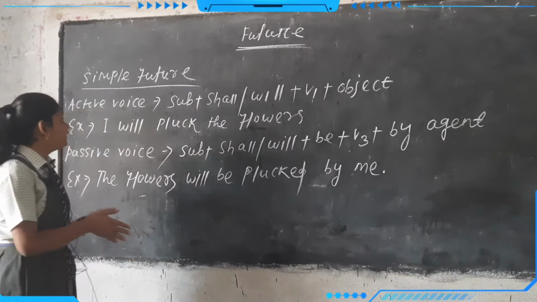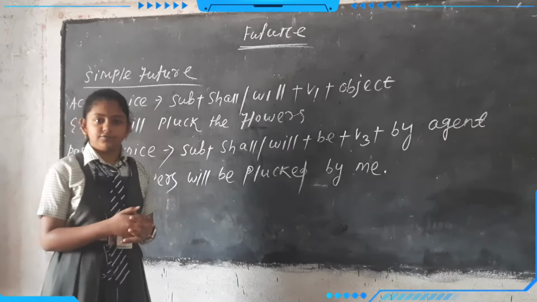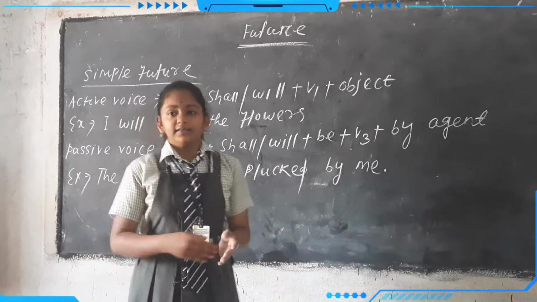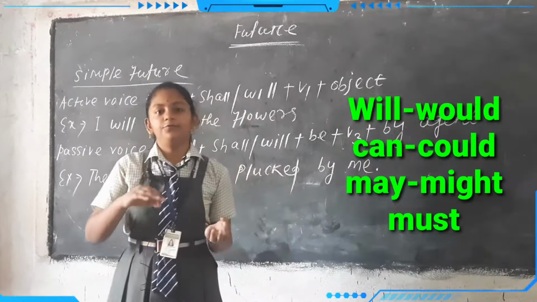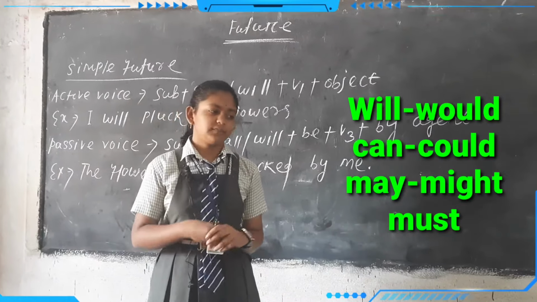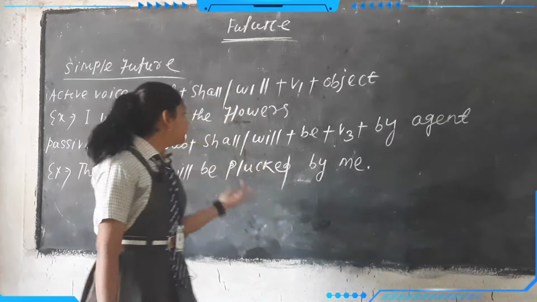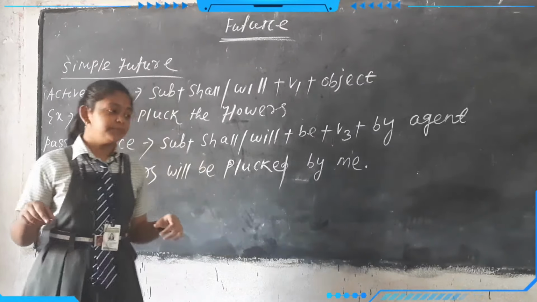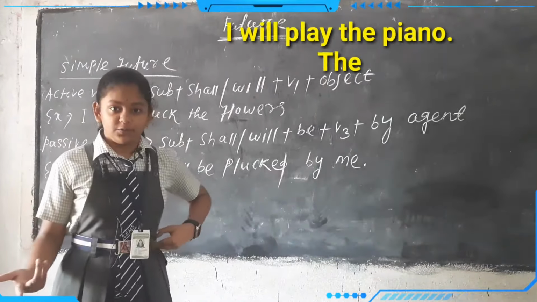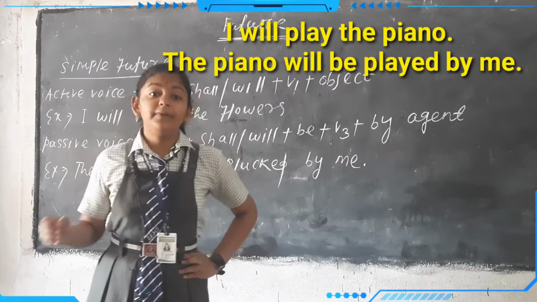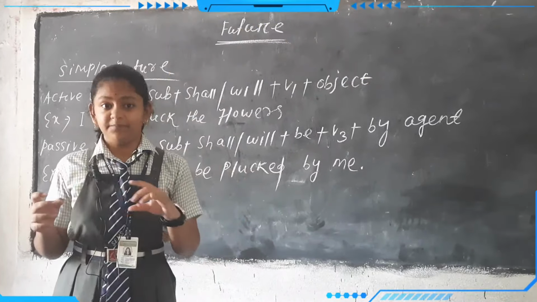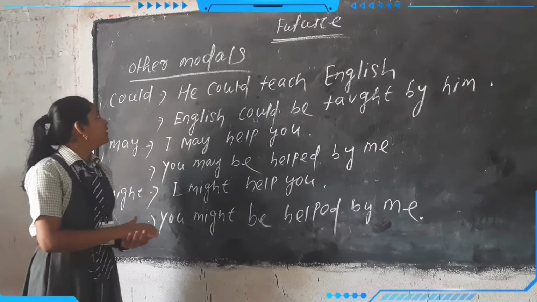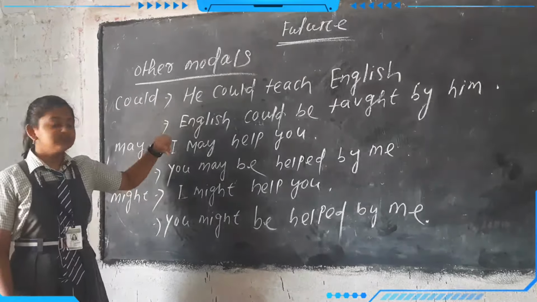So here we can see that there are some modal verbs used, for example, shall, will, shall or will. There are some other modal verbs, for example, will, would, can, could, may, might. When used in the passive voice, they do not change their forms. For example, I will play the piano. The piano will be played by me. It would not be would be. It will be, right? So here I have taken some examples of other modals.